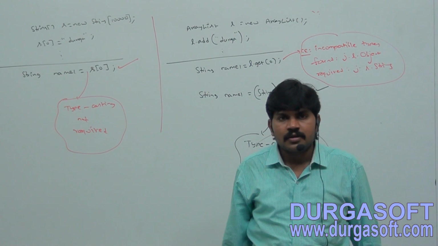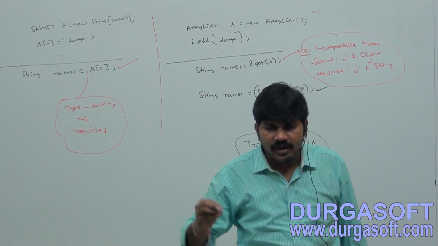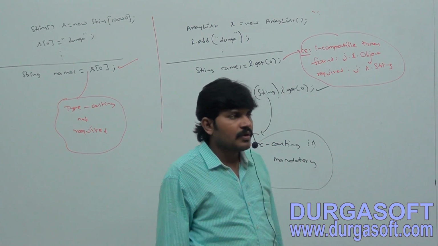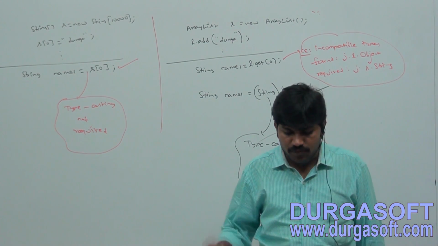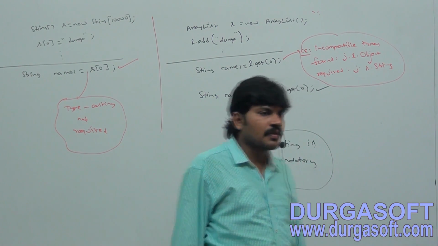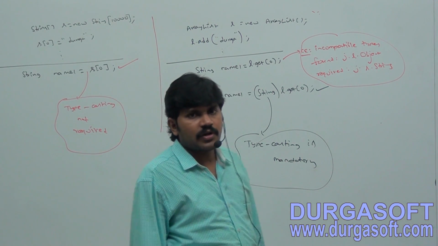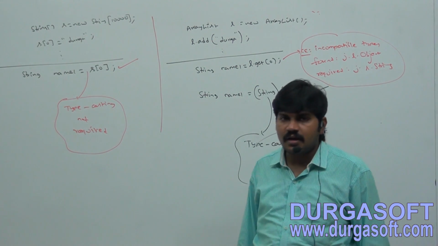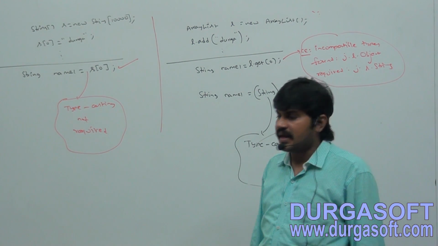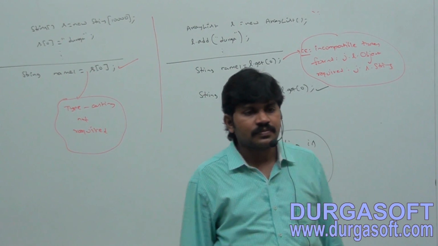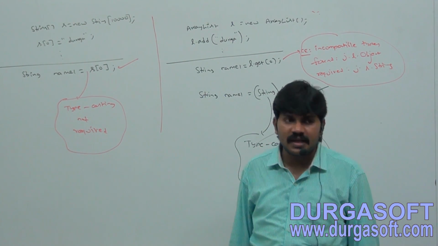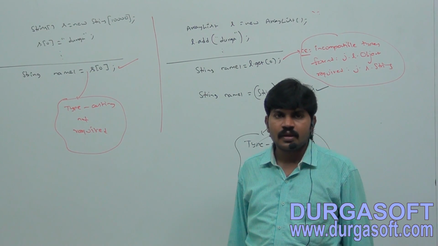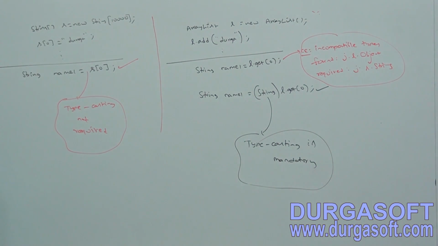Case 2, typecasting. In the case of arrays, at the time of retrieval, it is not required to perform typecasting, because there is a guarantee for the type of elements present inside the array.